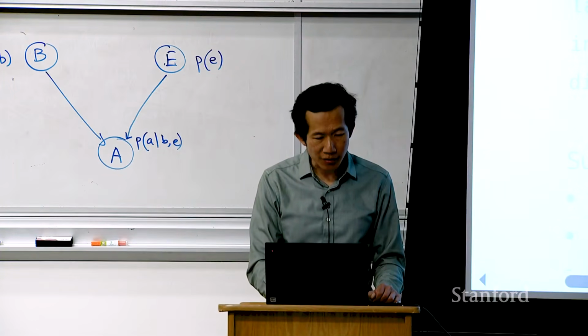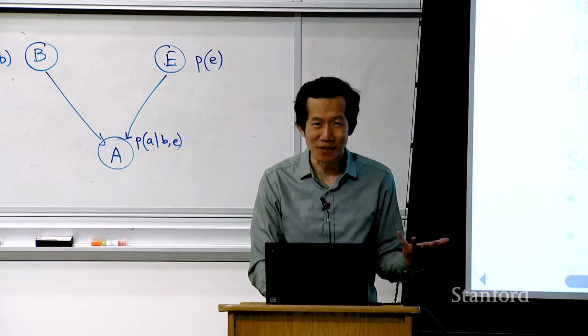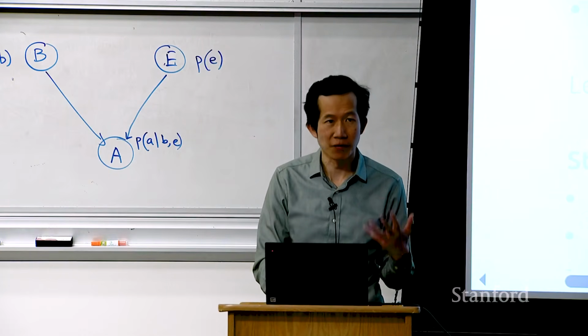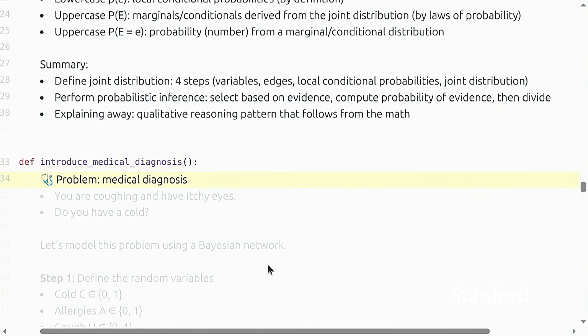So let's move on. Let's do another example. This is going to be similar to alarm, but it's 4 nodes instead of 3 nodes. But hopefully it'll reinforce these ideas if you see it another time. So here the problem is, I guess a lot of people are sick these days. So if you're coughing and you have itchy eyes, what is the probability that you have a cold?